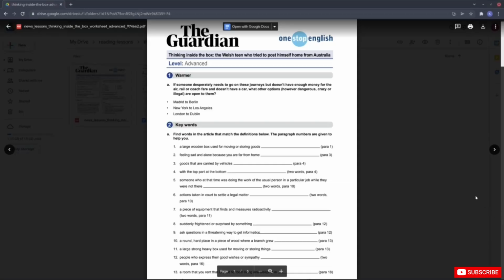So here we have a worksheet. Now I'm going to use my cursor here to point a few things out to you. But first, before we talk about this anymore, I think we've seen this name already, One Stop English. I cannot recommend this enough.